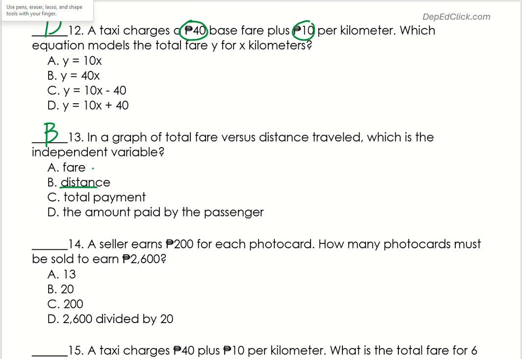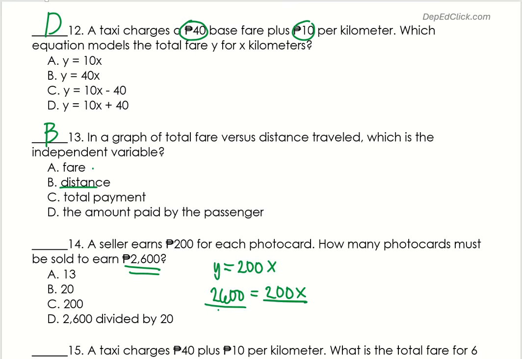14. A seller earns 200 pesos for each photo card. How many photo cards must be sold to earn 2,600? So that will be y is equal to 200x. They were asking how many photo cards if she earned 2,600. So 2,600 is equal to 200x. Just divide both sides by 200. So the value will be letter A, 13.